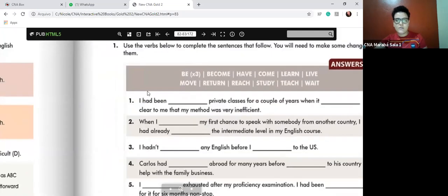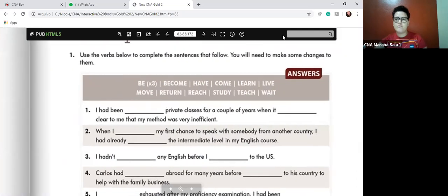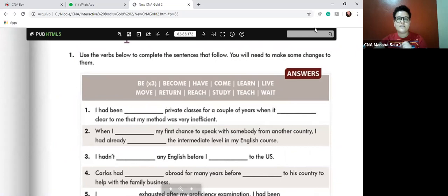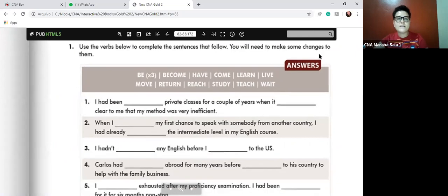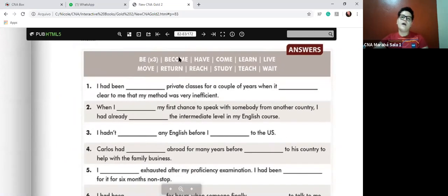So activity number 1 here, you need to use the verbs below to complete the sentences that follow. You need to make some changes to them. We have here a list of verbs that you're going to use, and pay attention because you're going to use the verb to be 3 times. I'm going to do number 1 as an example. I had been teaching.